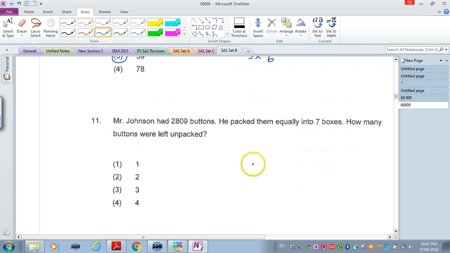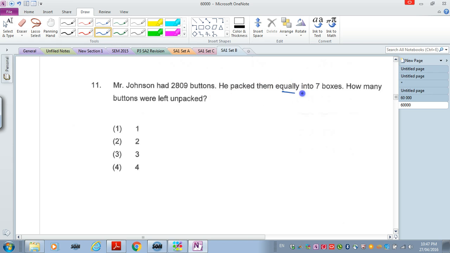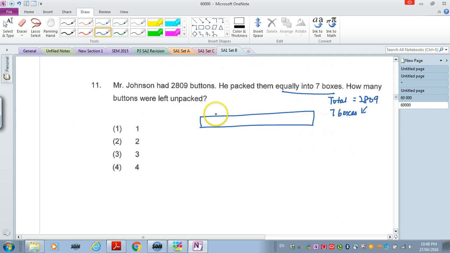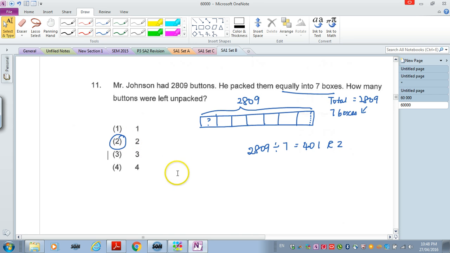Question 11. Mr. Johnson had 2,809 buttons. He packed them equally into 7 boxes. So I know altogether the total is 2,809. He needs to pack them equally into 7 boxes. So I have 7 boxes: 1, 2, 3, 4, 5, 6, 7. I want to find how many in each box and how many are left over. So I take 2,809 divided by 7. I will get 401 remainder 2. So remainder 2 is my left unpacked.